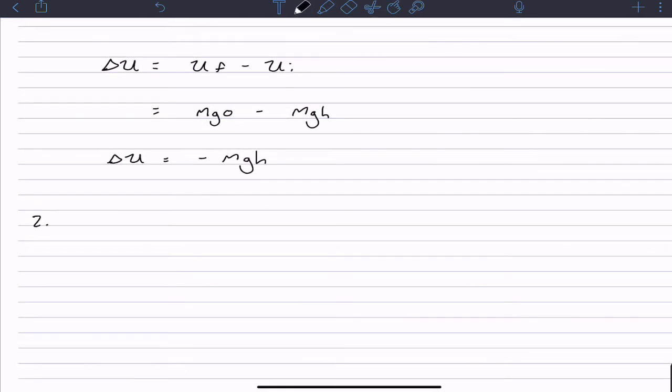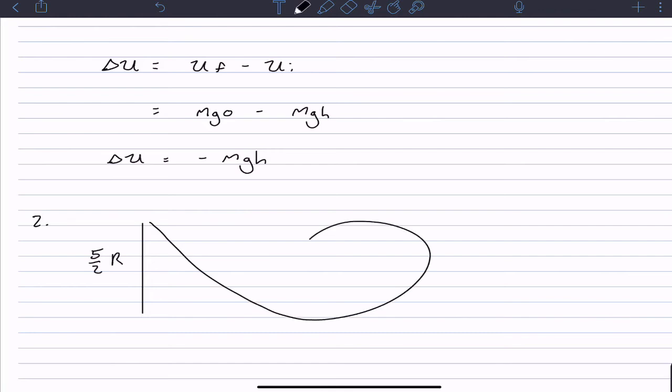2. So we have this height here, 5/2 r, and then we have this track with a loop. This loop, I'm sorry that it looks so terrible, that's a bad drawing. This is r. Final position is b, right? So we'll call this final. This ball has mass m. This is initial position. And we want the change in the potential energy, right?